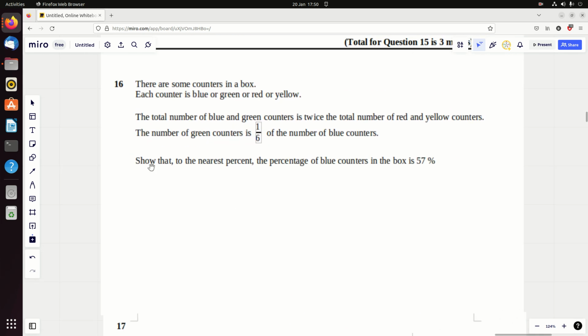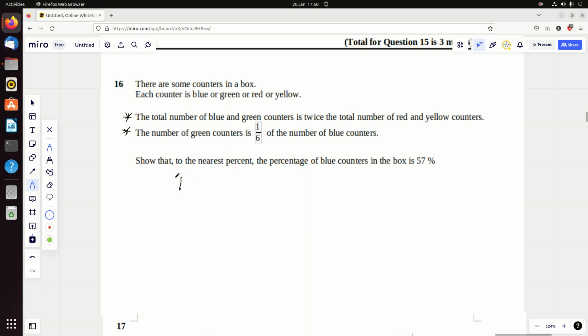Okay, this one's hard. There's no doubt about it. And if you did it by basically saying, oh, green is 1, therefore blue is 6 and stuff like that, I think I gave you 3 out of 4 marks for that. You might be lucky and get 4 in the exam, but what they really wanted you to do was prove it for any value, provided these statements hold. So we're going to show that to the nearest percentage, blue counters in the box is 57%.